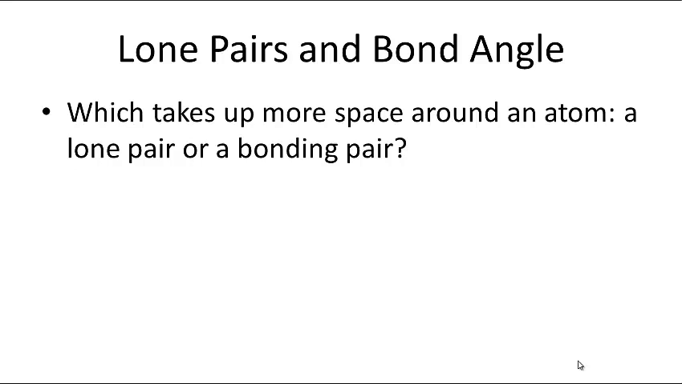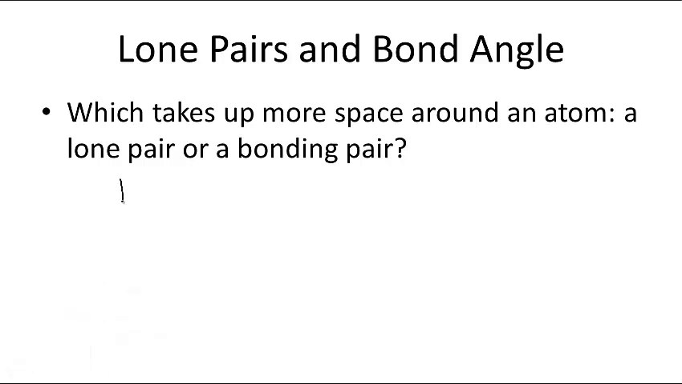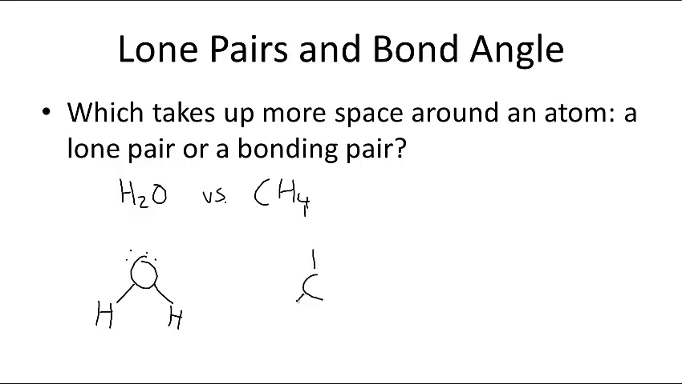Which takes up more space around an atom, a lone pair or a bonding pair? So think about water versus methane. In water, we have that bent molecular shape with the two lone pairs. And in methane, we have both the tetrahedral molecular shape and the tetrahedral electron pair geometry. All right?